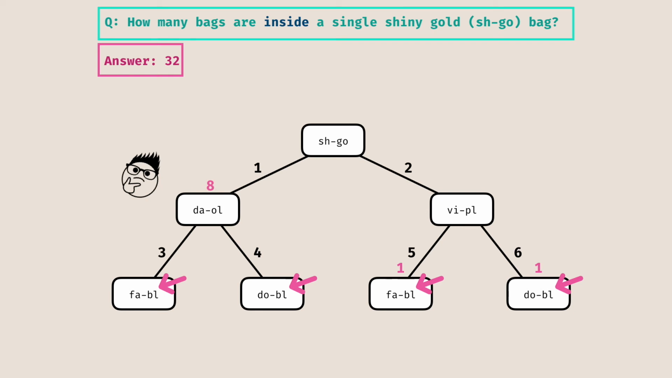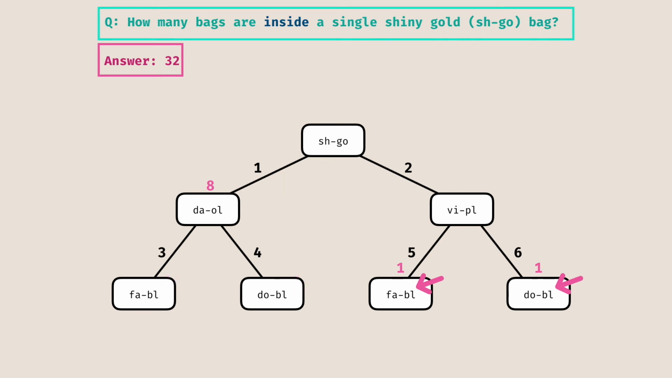So let's do a quick sanity check. If we look above the node labeled DA-OL, or my dark olive bag, I have 8. That tells me that in this subtree, there are 8 bags, including this node itself, right? I have 7 bags inside of my dark olive, but then I have to do plus 1 for the dark olive bag itself. Let's carry over some similar logic along the right-hand side.